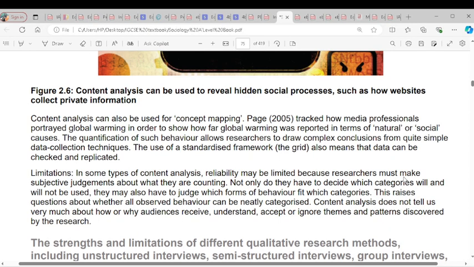This raises question about whether all observed behaviors can be neatly categorized. Content analysis does not tell us very much about how or why audiences perceive, understand, accept, or ignore themes and patterns discovered by the research. Because it's content analysis, it has a purpose. We won't go beyond the purpose. And because we cannot go beyond the purpose, it means we won't be able to understand why certain things have happened. It's a content. We don't go beyond this.